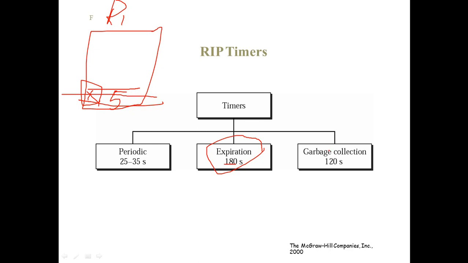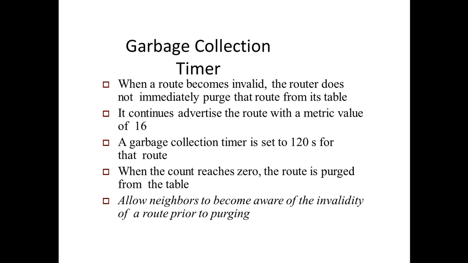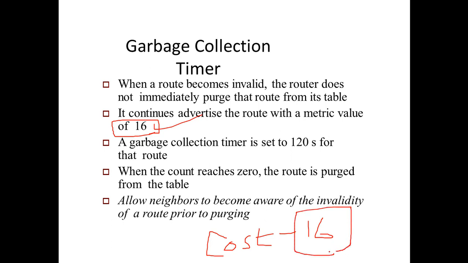Similarly, there is another timer, the garbage collection timer. I have already explained it over here. When a route becomes invalid, the router does not immediately purge the route from its table. It continues to advertise the route with a metric of 16. So you can see that the maximum hop count for this protocol is basically 16. You can have up to 16 hops. The cost that we discussed in the previous slides is basically 16. This is the maximum hop count that you can have in this routing table, so you are not allowed to put more than 16 hops in this kind of protocol.